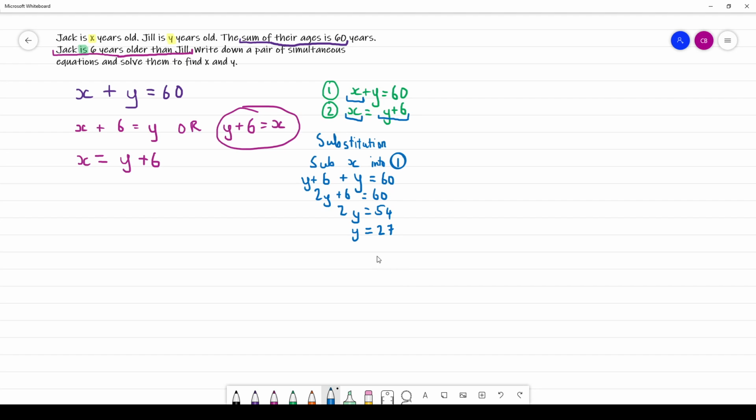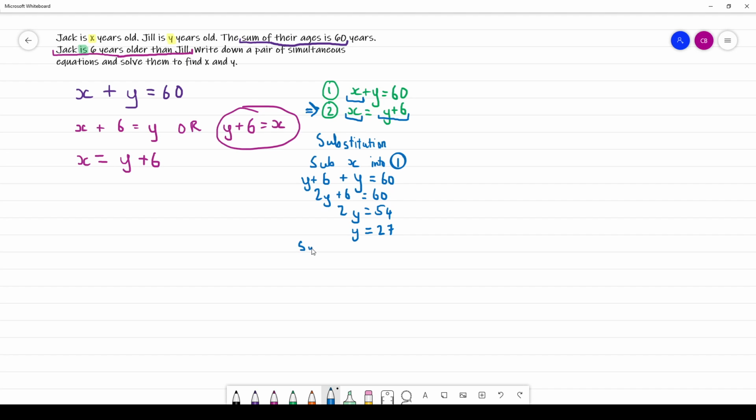So we've got Y. Y is 27, and that's Jill's age. Jill is 27. Now we still haven't finished the question. We have to find Jack's age. We've got to find X. Luckily, we have an equation that is just X equals, and that is equation 2. So if we sub Y equals 27 into this, we can easily get Jack's age.